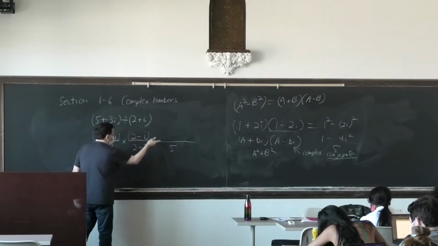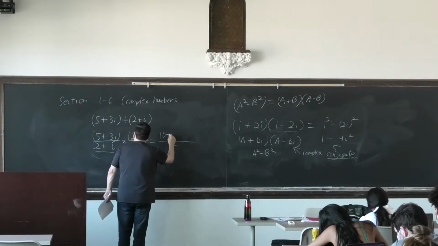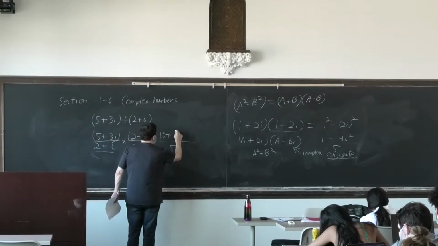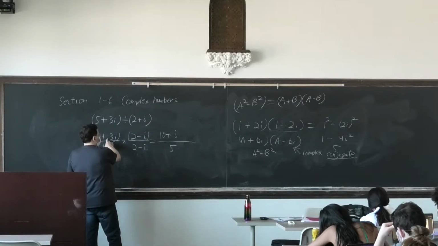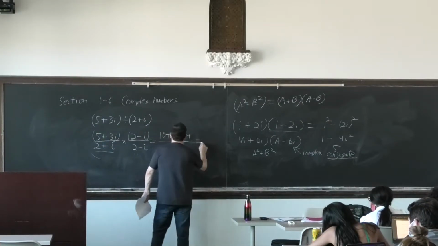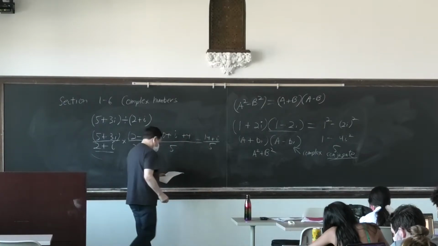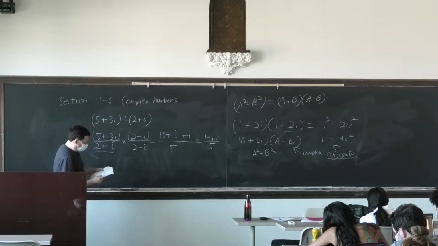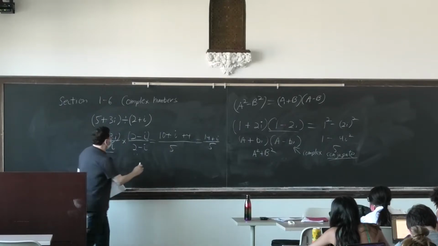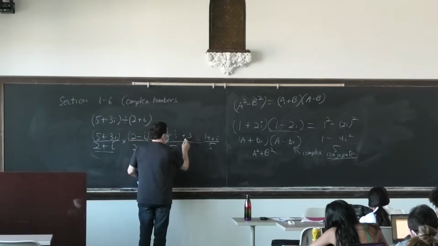On top, well, we just learned how to multiply. We're going to use FOIL. It's going to be 10 plus 6 minus 5i. That's i. Minus 3i squared. That's 3. Or 14 plus i over 5. Except I did something wrong there. Did anyone catch my error? Oh, yeah, this is 13. Yeah.